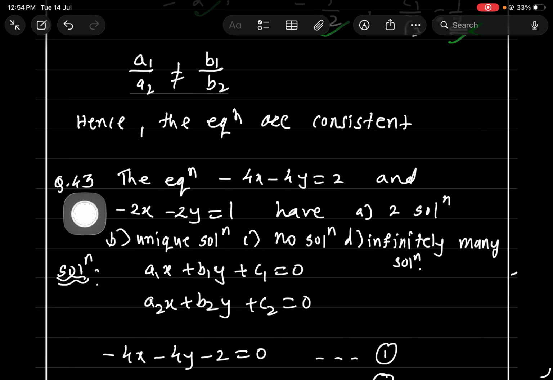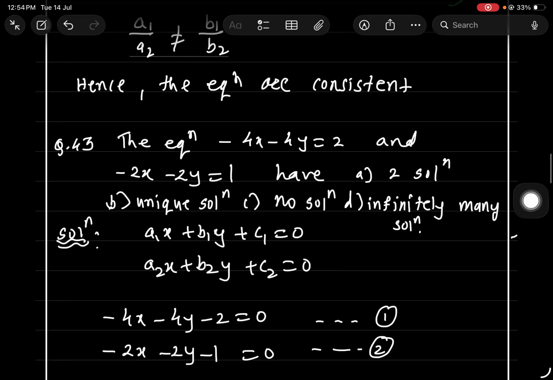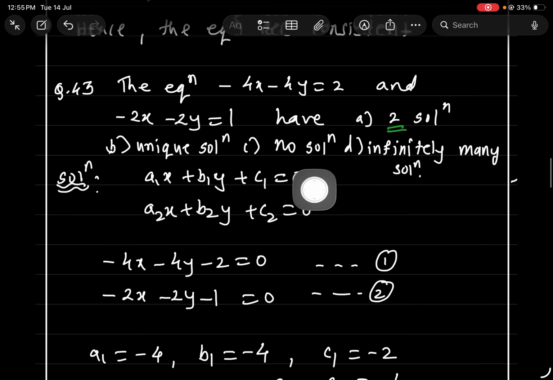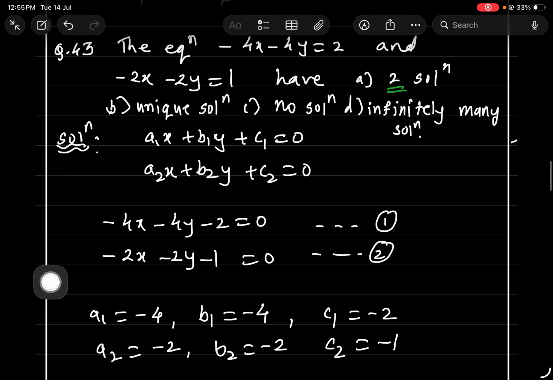Now question 43: the equations -4x - 4y = 2 and -2x - 2y = 1 have how many solutions? The options are two solutions, unique solution, no solution, and infinitely many solutions. Here the standard form is there for two equations, and two equations are given.